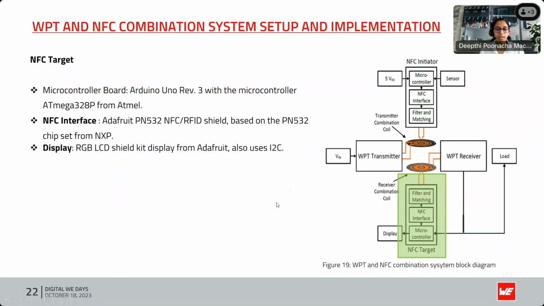The target block is the exact same replica of the initiator block, except that the microcontroller is the Arduino Uno revision 3, and we have a display board, which you can also pick up from Adafruit, and which uses I2C communication. The 200-watt kit transmitter is used as the wireless power transmitter, and the receiver of the 200-watt development kit is also used for the receiver side here.